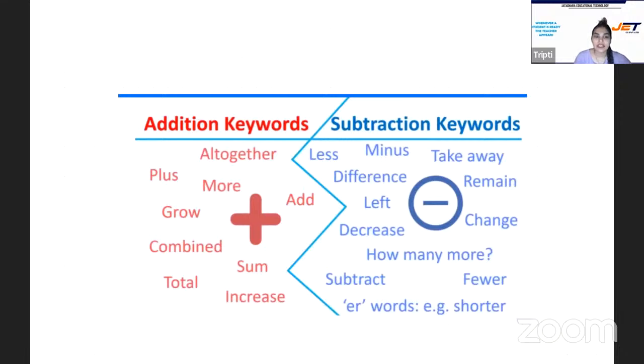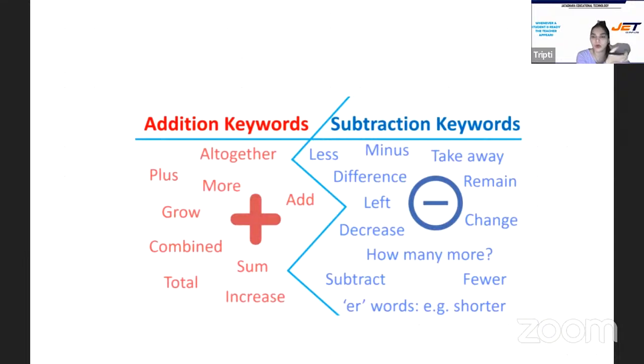If you see the addition keywords, you will find words like altogether, plus or more, add, grow, combine. We generally see total, sum, altogether. You may also find increase. If you see these words in the question, it is sure that in this question you have to add.